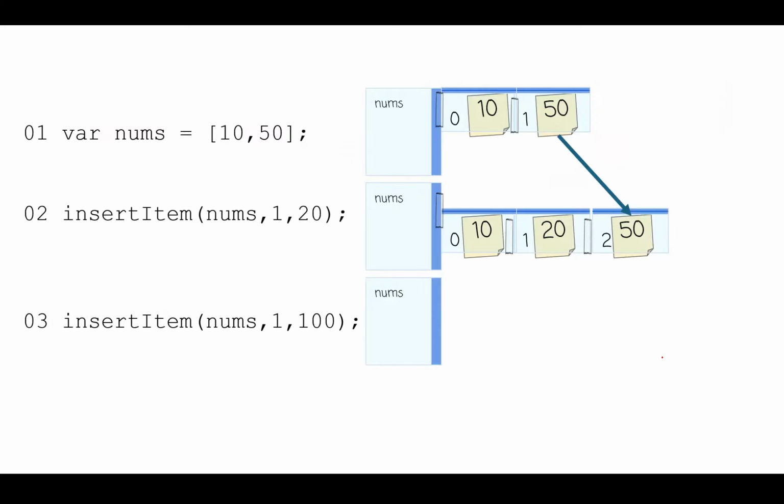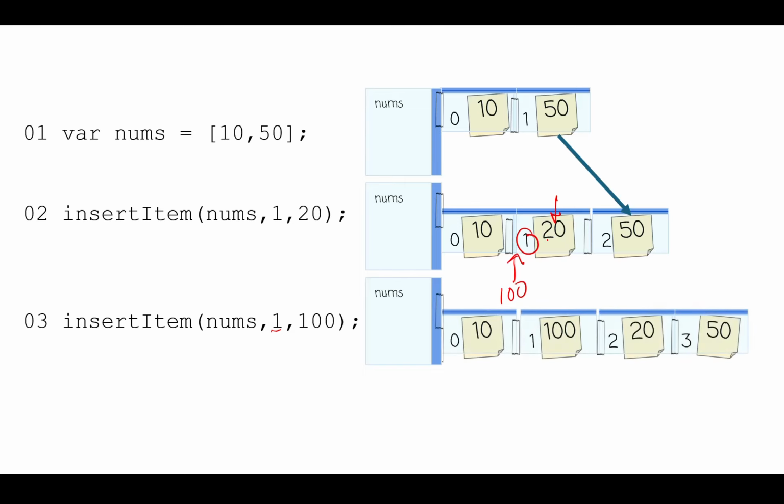So right here, I have my list called nums, 10 and 50. Nums, 1 comma 20. So what I'm doing is in spot 1, I put a 20. Notice 50 slipped down to make room for that 20. Again, into nums, I'm putting in spot 1 a 100. So there's going to be a 100 put in there. And then 20 and 50 are going to scoot down, like no room around the Alice in Wonderland tea table.